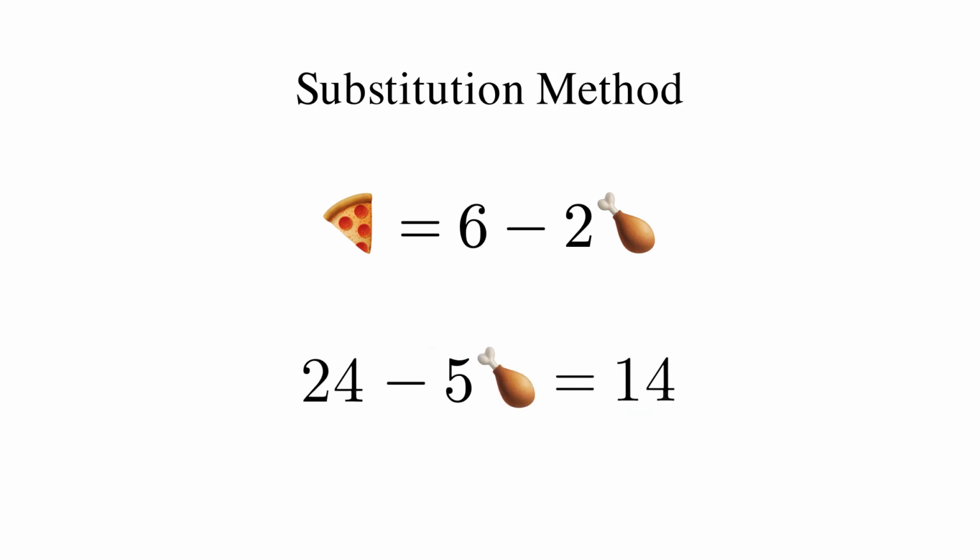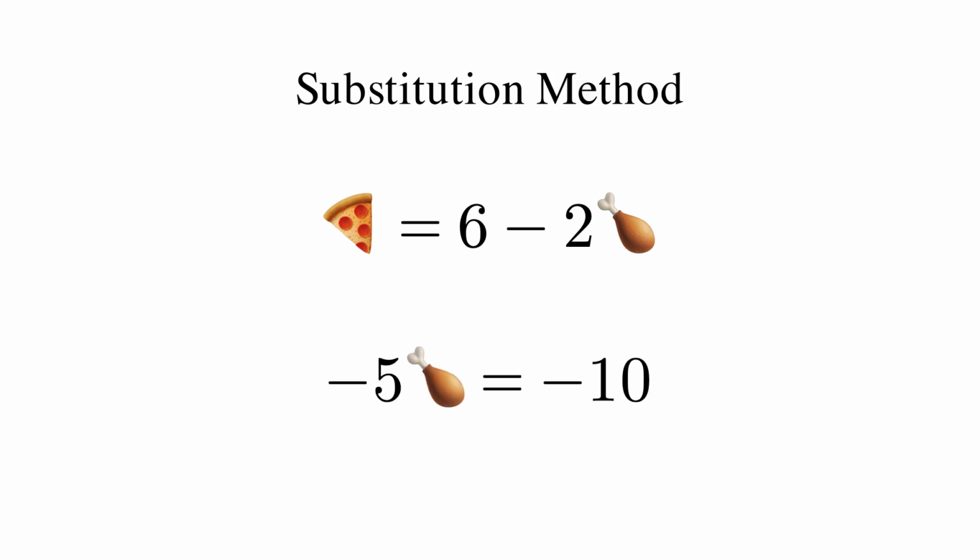Let's first collect all the drumsticks, giving us minus 5 drumsticks. Let's now subtract both sides by 24. This will give us the equation minus 5 drumsticks is equal to minus 10. This means that 5 drumsticks is equal to $10, giving us the price of the chicken drumstick, which is $2.